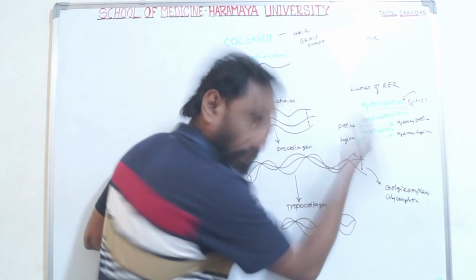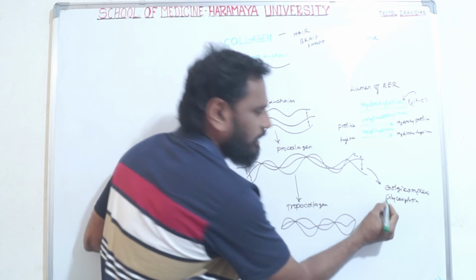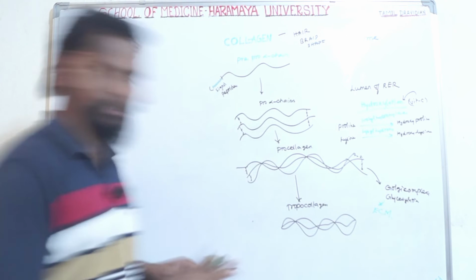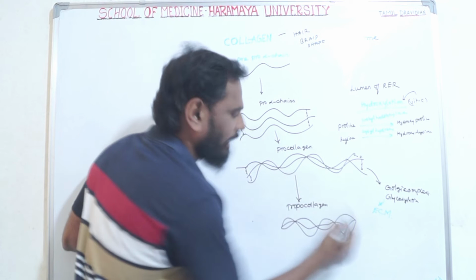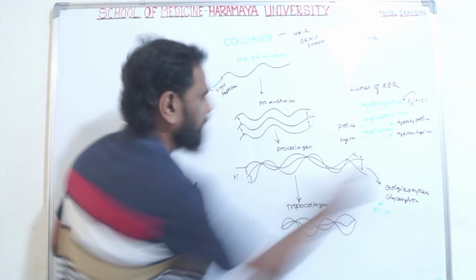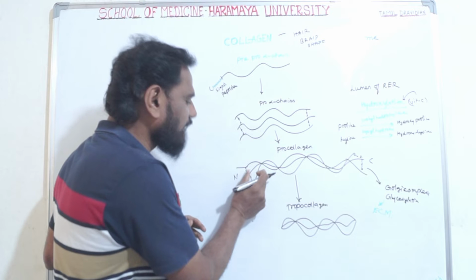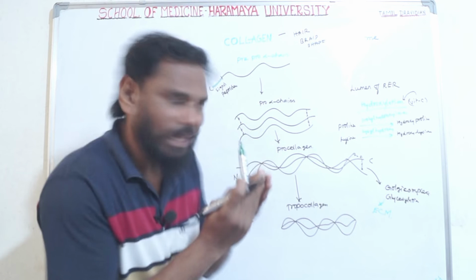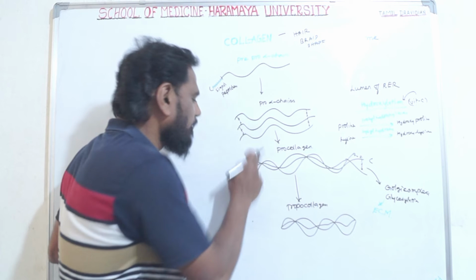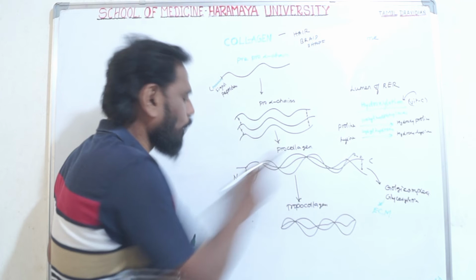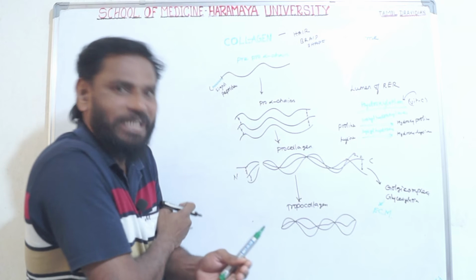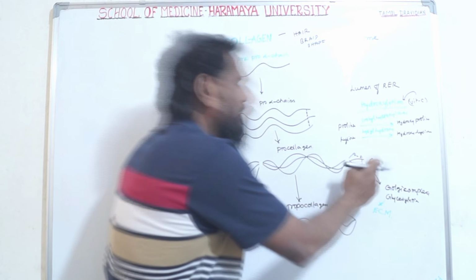Now see here, after it comes out of the trans Golgi, it goes to the extracellular matrix. In the extracellular matrix, there are 2 important enzymes. This is called the N terminal, and this is called the C terminal. The N terminal area is completely bulged because of disulfide linkage. It cannot be joined or intertwined. So the N terminal pro-collagen propeptidase enzyme will remove the bulged area.